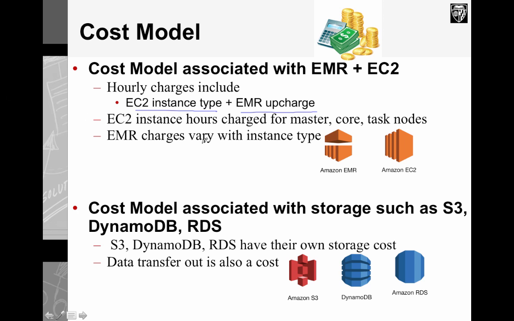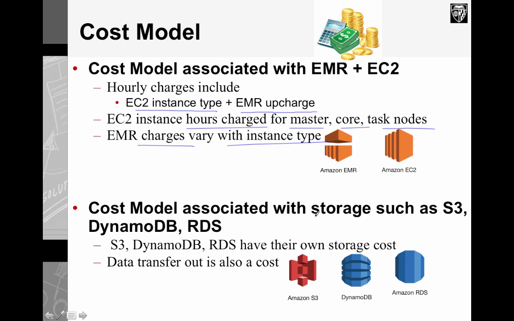The EC2 instance hours are charged for the master, core, and task nodes. So they actually aggregate all of them. Every one of those nodes is charged. And the EMR charges vary with instance types. We all know that different instance types have different prices associated with them.